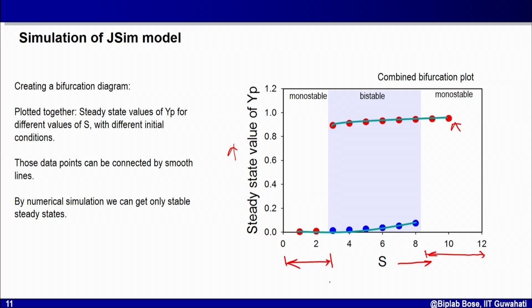In between, in the gray region that I have shown here, the system is bistable because it has two steady states shown by these red dots, the higher steady state, and these blue dots, the lower steady state. Depending upon the initial value of x and yp, that is the initial condition, the system will either go to this lower steady state or to the higher steady state. So that's what the bifurcation concept tells me.